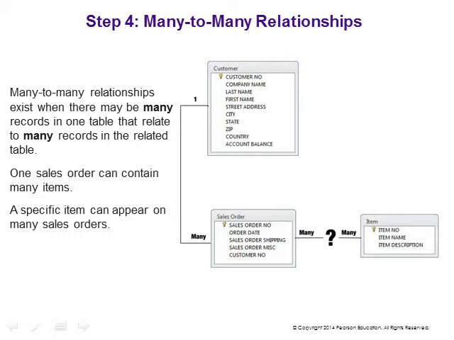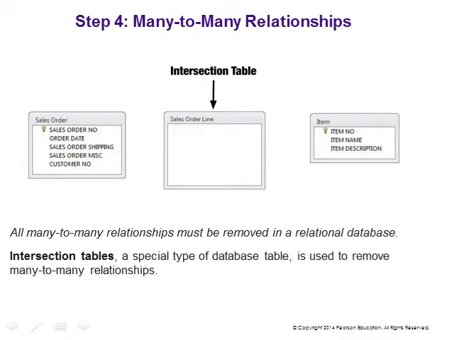And then we have this idea of many-to-many. That exists where there may be many records in one table that relate to many records in the related table, right? So one sales order can contain many items, and a specific item can appear on many orders. So we have this many-to-many relationship. Many-to-many relationships are problematic in databases, so we have to remove them, and we do this through the use of an intersection table where we essentially establish a one-to-many relationship instead of a many-to-many relationship.